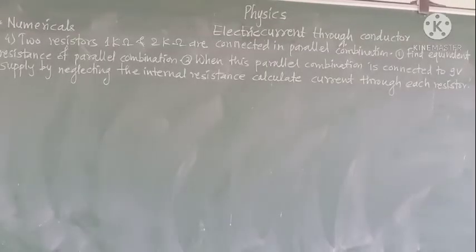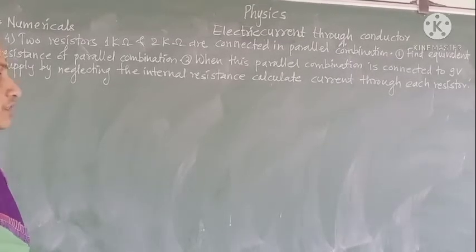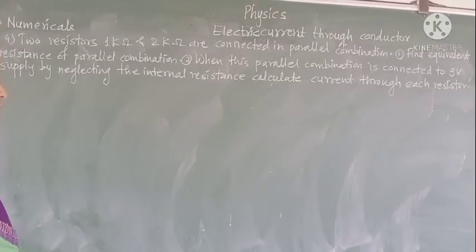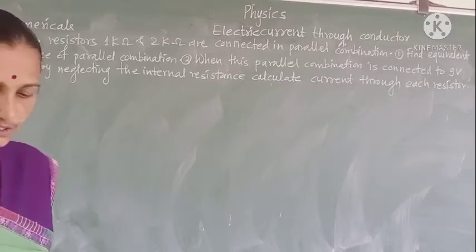Two resistances, 1 kilo ohm and 2 kilo ohm, are connected in parallel combination. First we have to find the equivalent resistance of the parallel combination. Second, when this parallel combination is connected to a 9 volt supply, neglecting the internal resistance, calculate the current through each resistance.